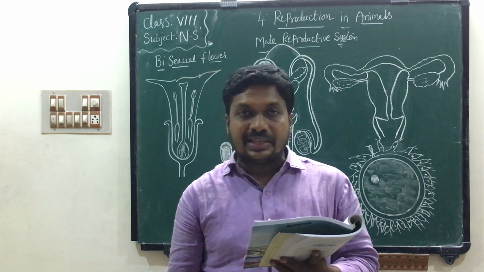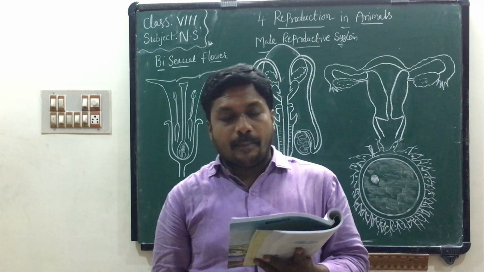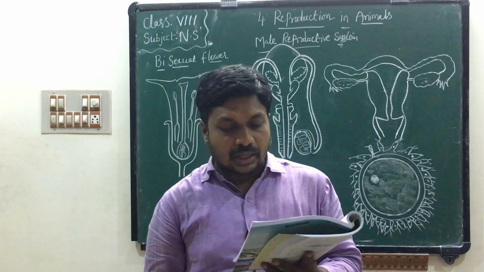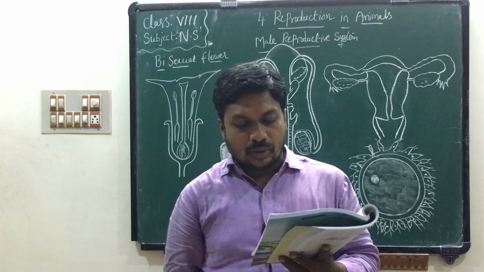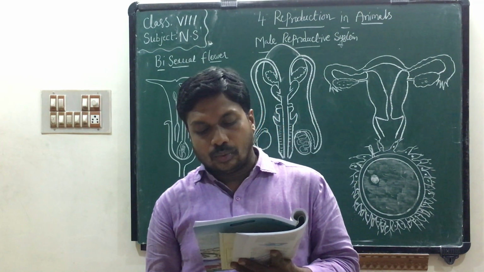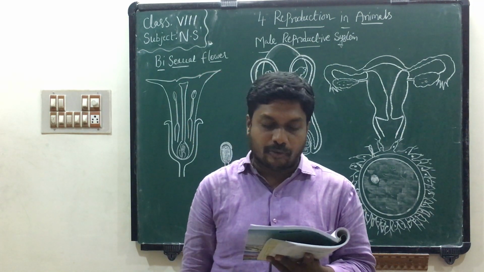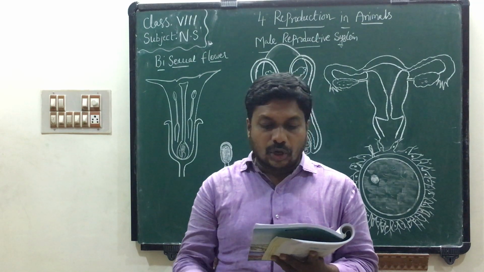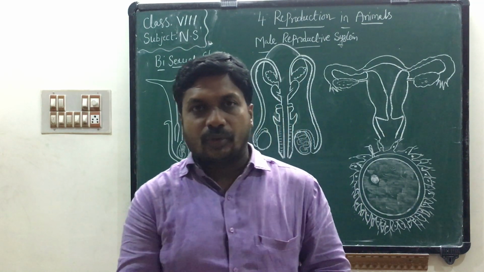First one, sepals again. Second one, petals. Third one, stigma. Fourth one, style, ovary. S-T-Y-L-E, style, ovary. So, these are the parts of male flower and female flower.